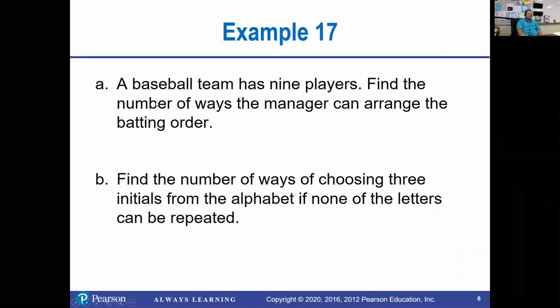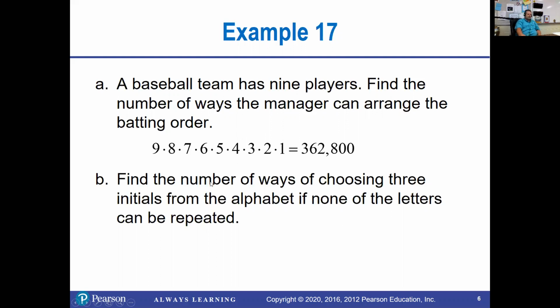All right, so it says a baseball team has 9 players. Find the number of ways the manager can arrange them. Okay? So they have 9 players, and you have to play 9 at a time. So if you're using all of them, you'd have to multiply. That's going to be your fundamental counting principle, which is going to be 9 times 8 times 7 times 6 and so on, and you multiply. In other words, 9 factorial. So there are 362,880 ways he can make his lineup.